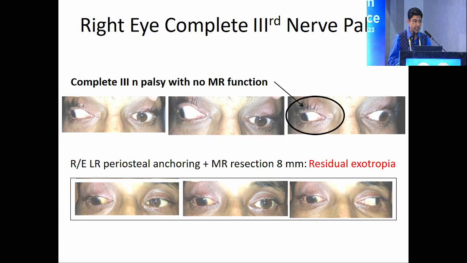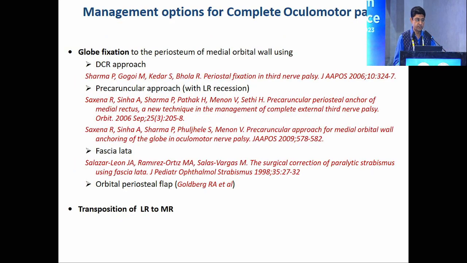Unfortunately, if you see a patient, like in this patient, there was no medial rectus function. So in a case with very poor or nil medial rectus function, trying this can be disappointing because the medial rectus has no function at all. So it's just like tightening a rope, and over time it just extends and goes back, and therefore you will be back to the residual exotropia.